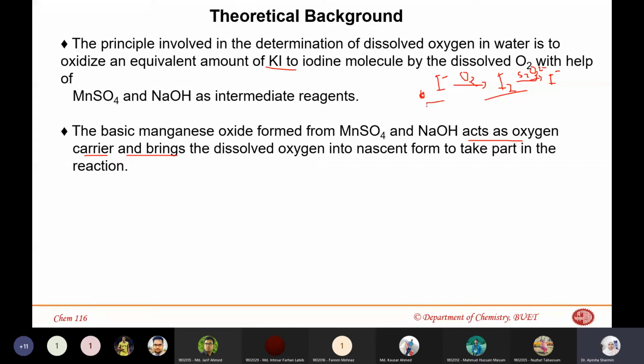Nascent form means, what is the nascent form of oxygen? Another name for the nascent form, shown in square brackets, is nascent oxygen, atomic oxygen. Right? It's very reactive. It will oxidize anything immediately, because it doesn't have the saturated octet, so it will react immediately. So that's what it does. It converts the molecular oxygen into this form, and it's very transient. As soon as it forms, it interacts.